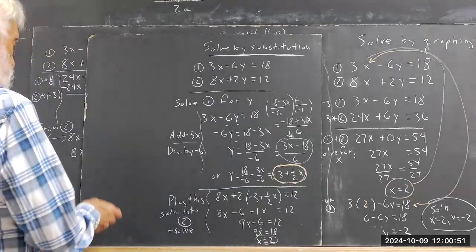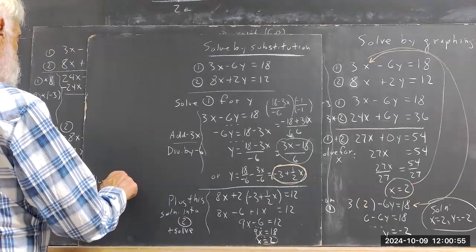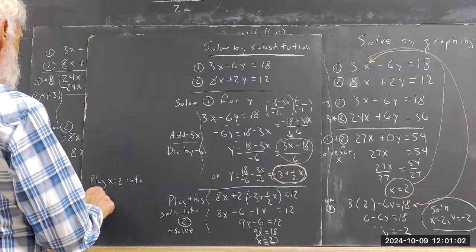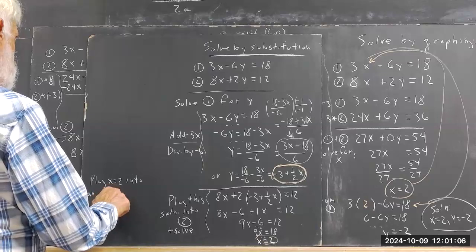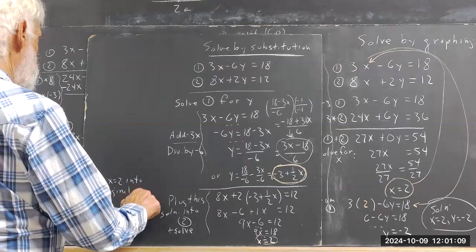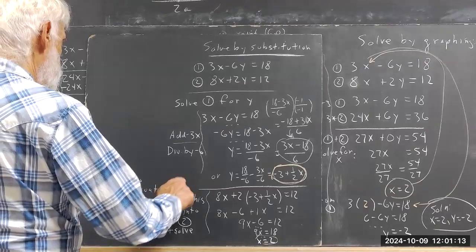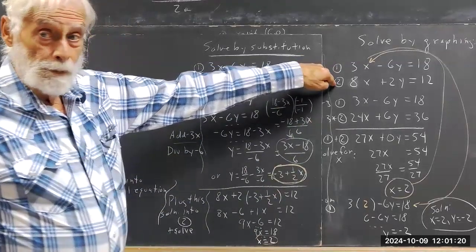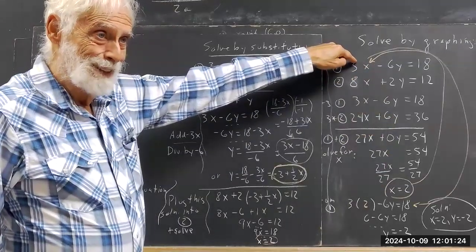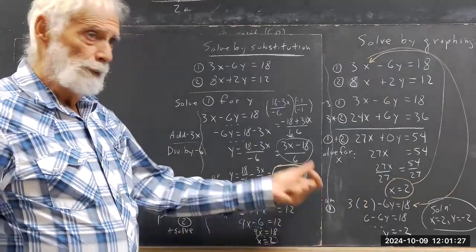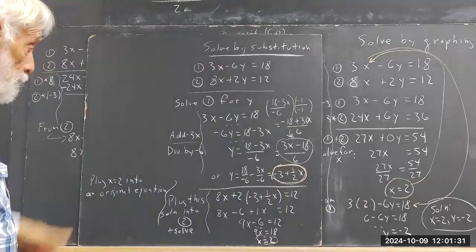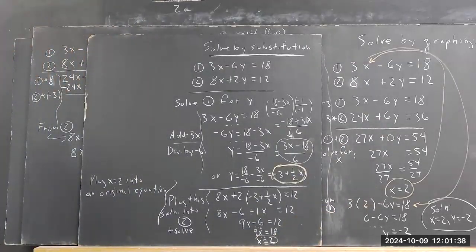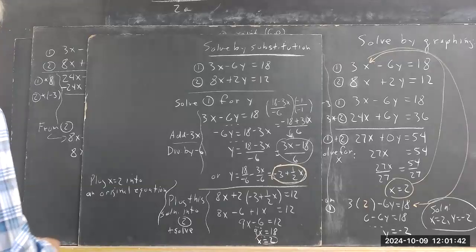Well, I'll just say, plug x equals 2 into an original equation. That means either this equation or this equation. Okay? Well, you see that we actually did that in the first equation, and we got y equals negative 2, so we don't have to do it again. But if this is a brand new thing, of course, you'd have to do that step. Once you solve for one of the variables, you plug in, and you'll be able to solve for the other. So plug x equals 2 into one of the original equations.